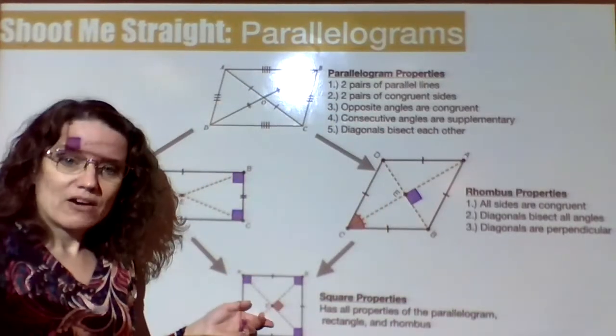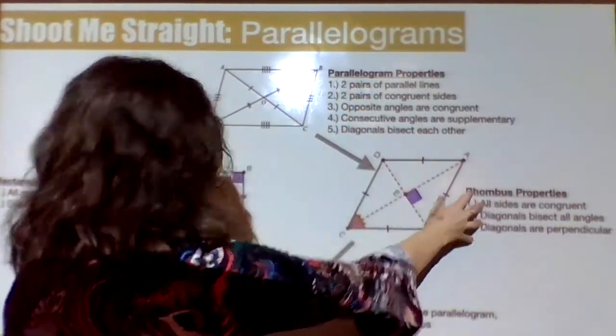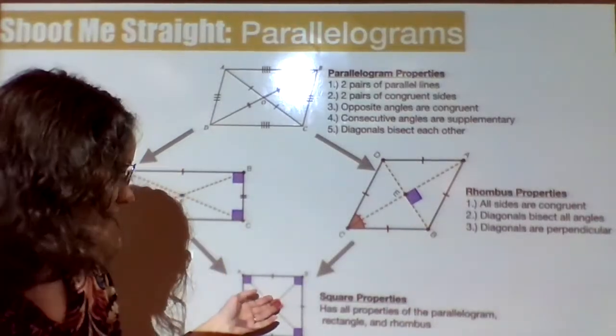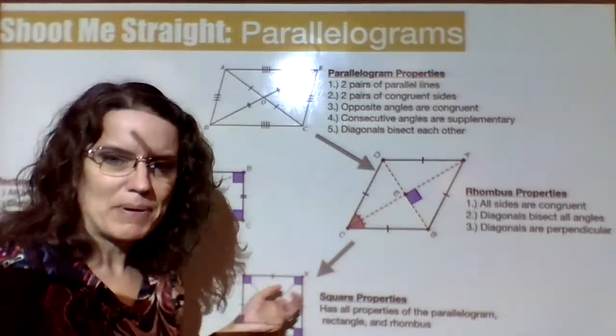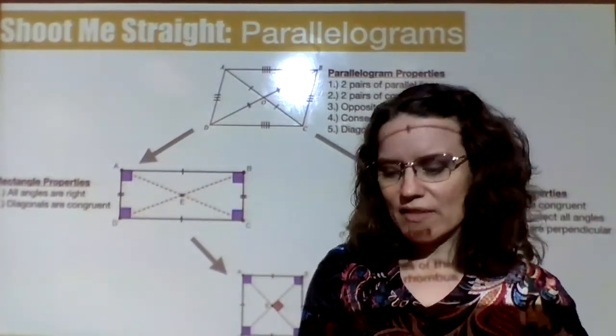And then your square is a combination of all of these. So it's got all 5 of these properties. It's got all of these properties from these guys all smashed down into one little guy. And so we've got all the sides being congruent and bisected and perpendicular and everything all thrown into one. So that's your parallelogram properties.